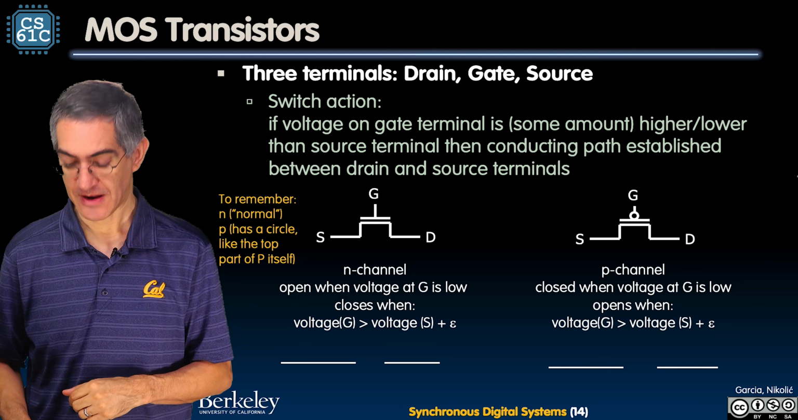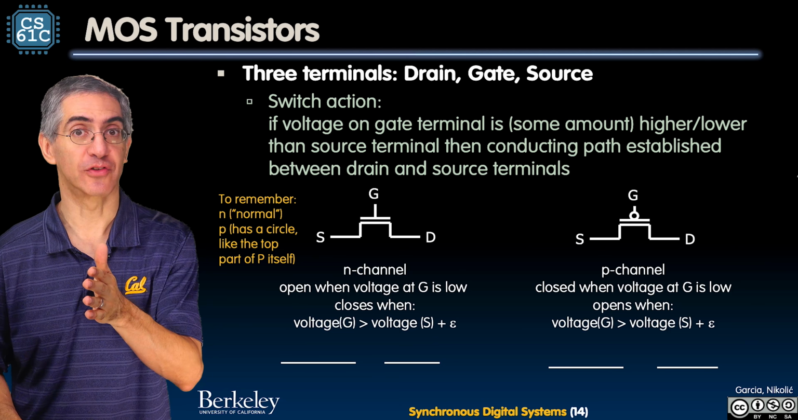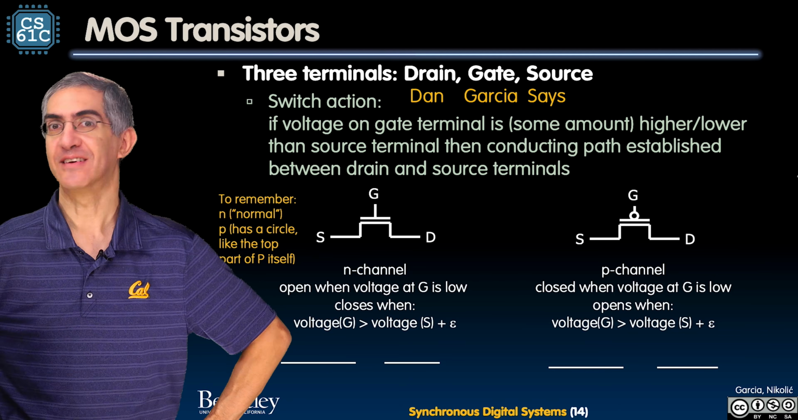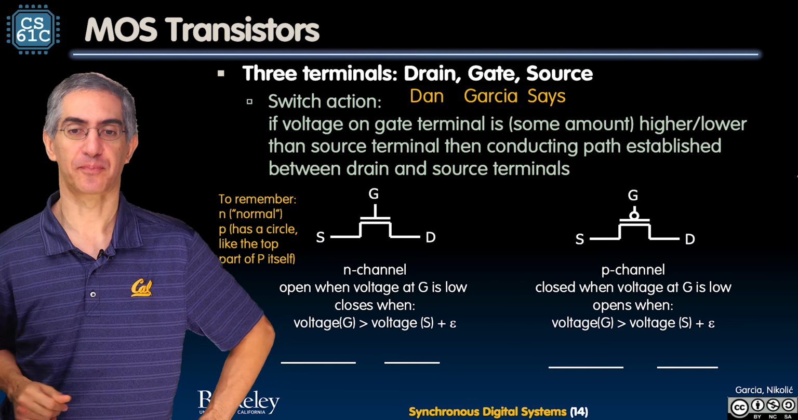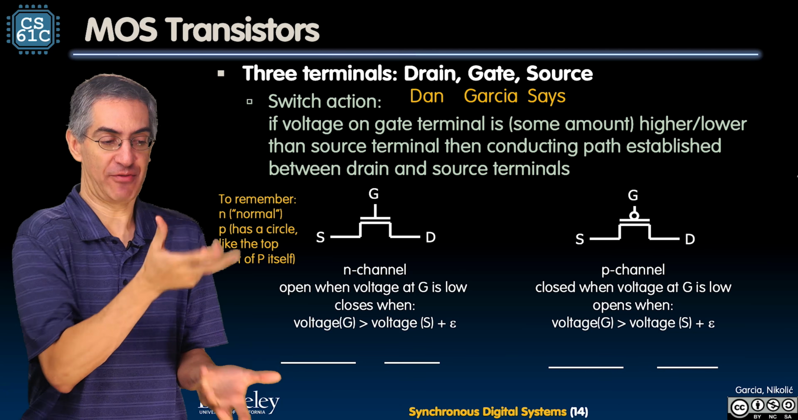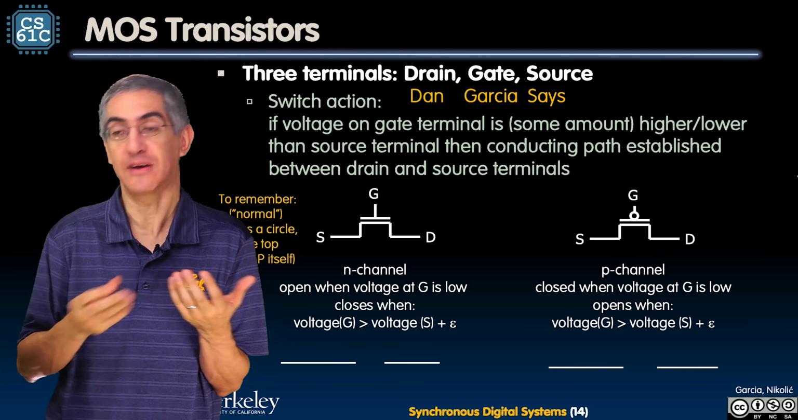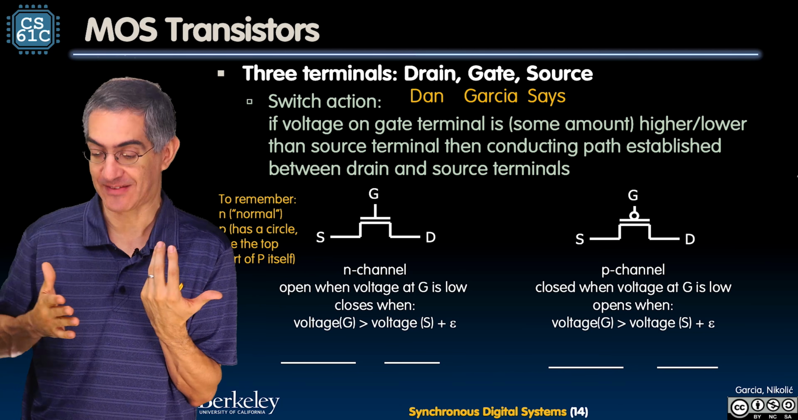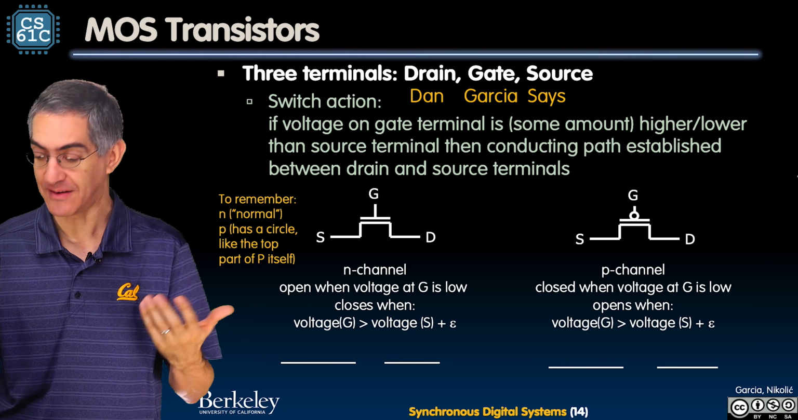Here's the idea. You've got three leads: drain, gate, and source. How do you remember those three names? DGS. Well, Dan Garcia says drain, gate, and source. And here's the idea. Source has potential. I have this water and I want it to flow to the drain, but it can't because there's a gate preventing it. And that's the idea. It's a voltage-controlled gate. That's the big idea here.